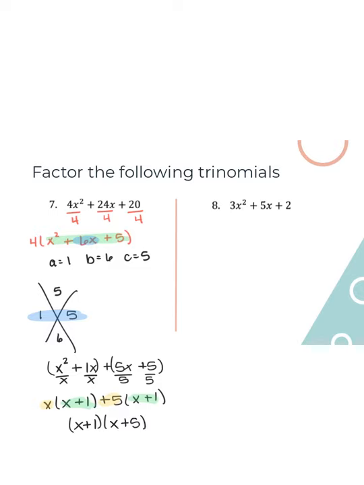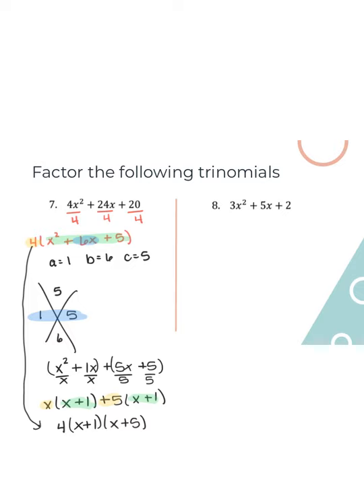Okay, and I'm not quite done. I have to look up. Did I take a greatest common factor out at the beginning? So let's look. I have a 4 on the outside here, so yes, that greatest common factor has to come with me. So it's going to come all the way down here and stick out front.